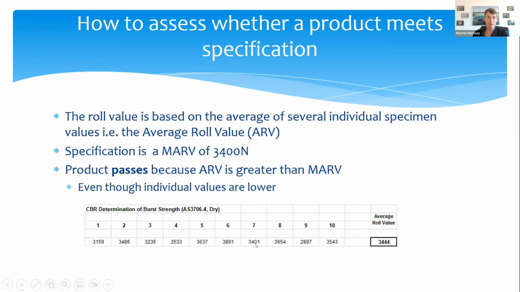Even though there are lower numbers in there, so we're looking at 3,235 newtons there and 3,159 over there, that doesn't matter, because what we are comparing is the average roll value, and the average roll value needs to be above the specified minimum average roll value. So that's what you need to compare with. That's the first thing to take into account. So those numbers that are low within the specimen range, that's not important.